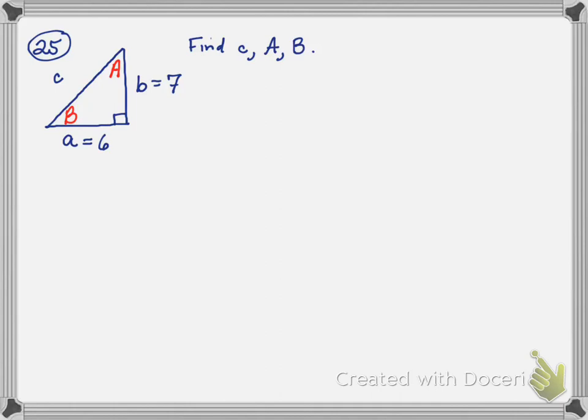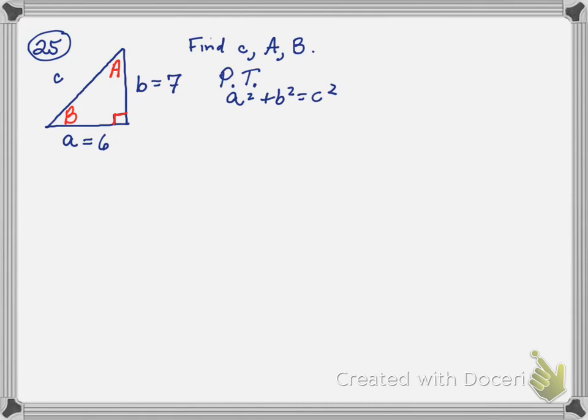I notice that I have a right triangle. So what that means is I can use the Pythagorean theorem. The Pythagorean theorem says a squared plus b squared equals c squared. That means I can square the legs of a right triangle and it's equal to the hypotenuse squared.